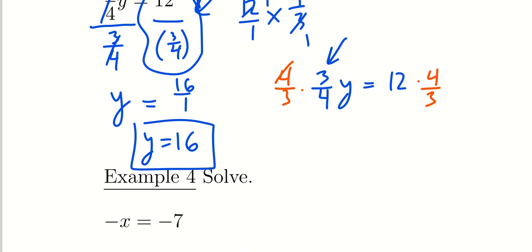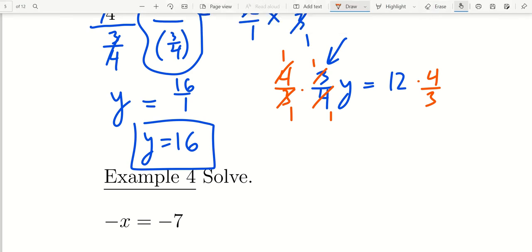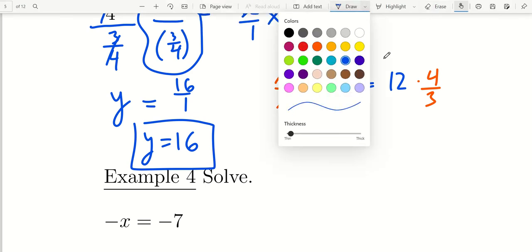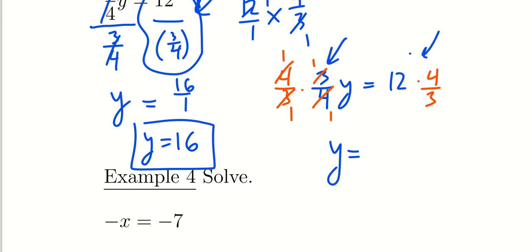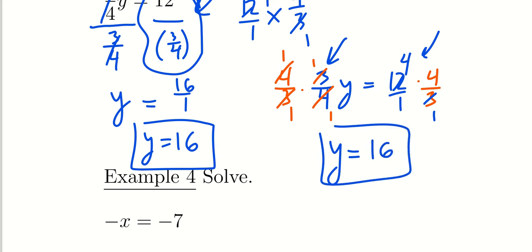This 4 on the top will cancel with the 4 on the bottom, multiplicatively as 1. Likewise, the 3 on the top will cancel with the 3 on the bottom. And so what we're going to be left with is just 1y, which is y. And then it jumps right to this step, which is simply multiplying 12 by 4/3. And again, it's going to go 1 and 4. And so we get the 16 that way. So the solution is y equals 16.